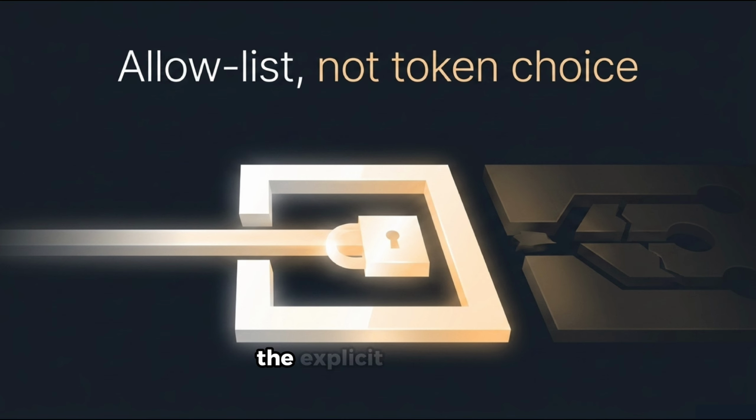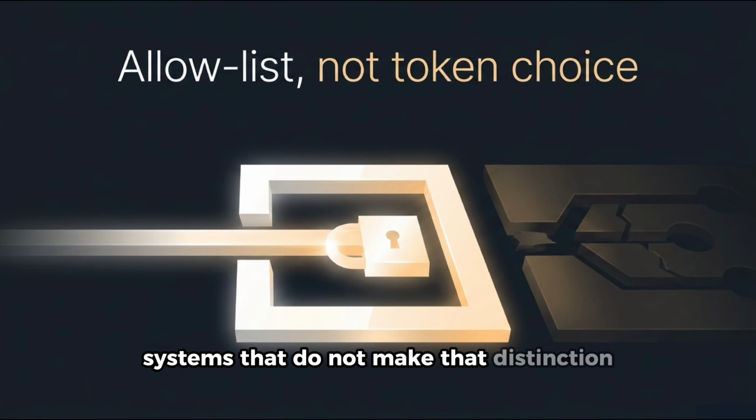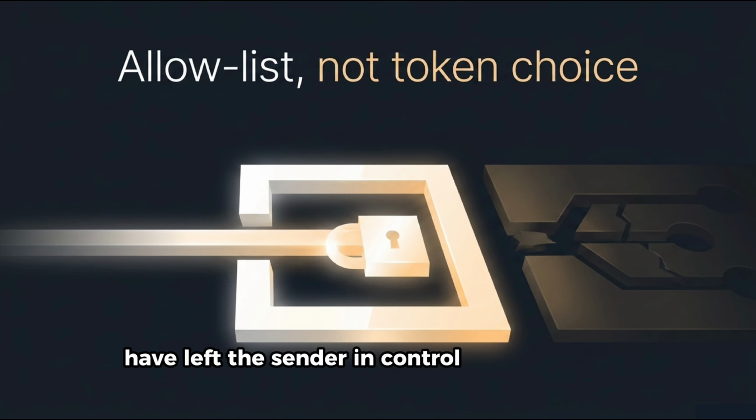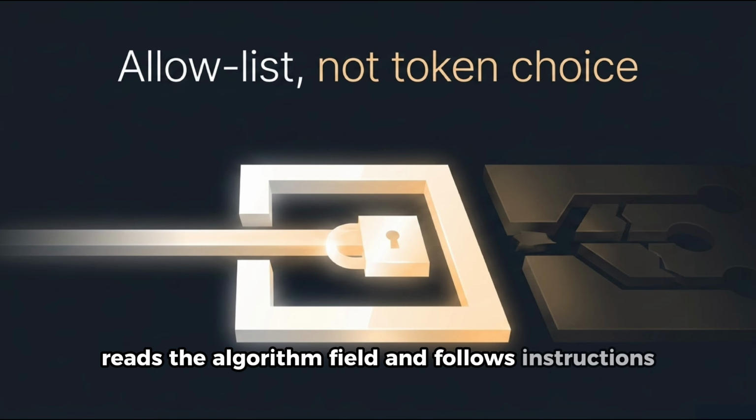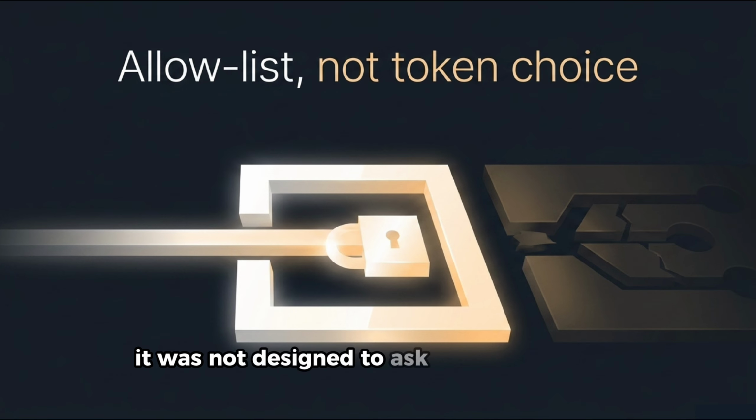The defense, explicit algorithm allow listing at the library configuration level, independent of anything the token claims, is not architecturally complex. What it requires is recognizing that the algorithm field is an input from the sender, not a property of the system. Systems that do not make that distinction have left the sender in control of a parameter that determines the outcome of the check the sender is subject to. The verification library reads the algorithm field and follows instructions. It was not designed to ask who wrote them.